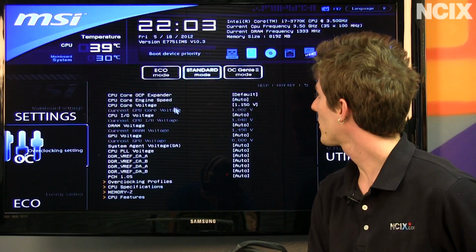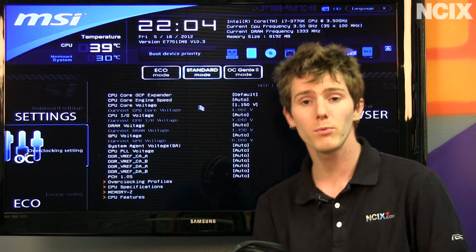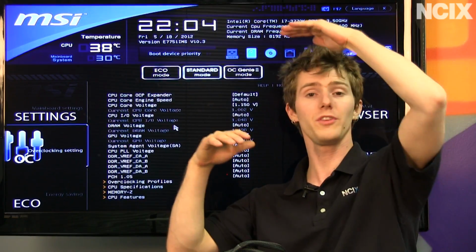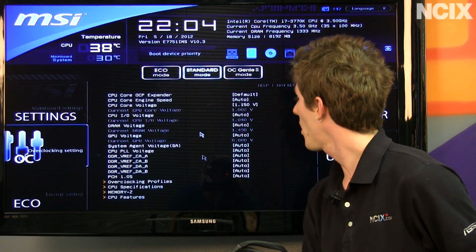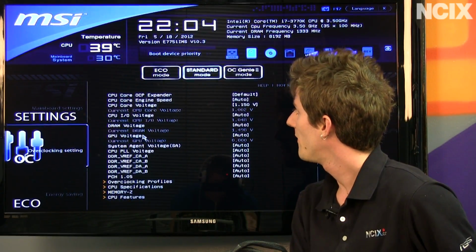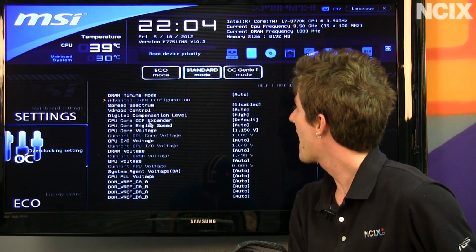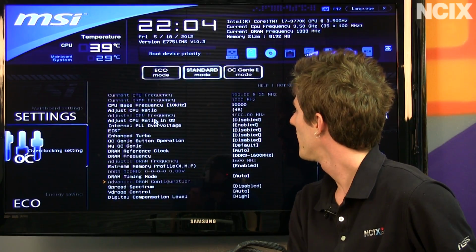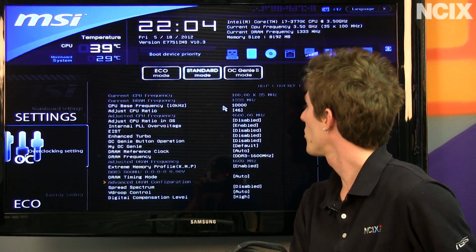So here we are using only a CPU core voltage of 1.15, because what I found with my sample CPU was that increasing the voltage gave me very little benefit beyond the 4.6 gigahertz that we were able to achieve at that limited voltage. So we're running our RAM at DDR3 1600 and our frequency at 4.6 gigahertz.